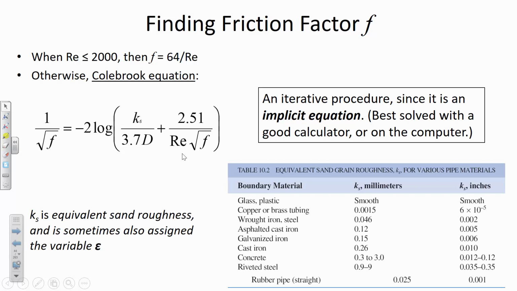Now it's an empirical equation, so there are going to be these strange numerical factors in here that just make the observed data fit, so 3.7, 2.51, there's no units conversion that makes these factors any more sensible than they already are. Remember, Reynolds number is unitless, and K sub s to d is also going to be a unitless ratio. So make sure that when you express your relative roughness, both your K sub s and the pipe diameter d are in the same units.